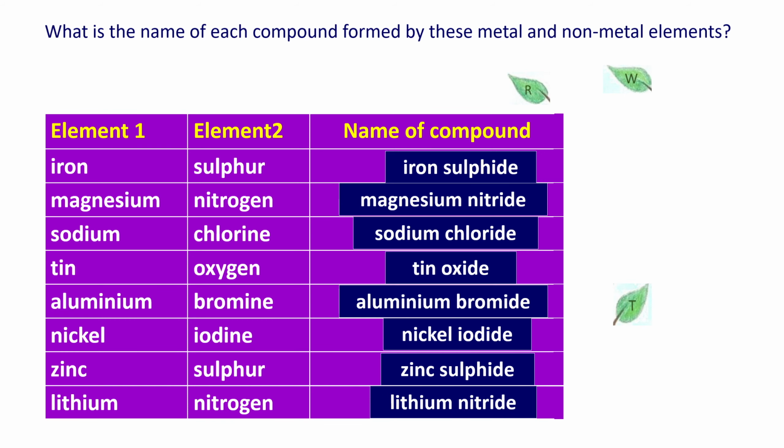If you didn't quite get the "-ide" in the correct place, so maybe you wrote magnesium nitrogenide, or maybe you wrote nickel iodide, you'd still get the marks because you understand what you're supposed to do. You're just not quite familiar with the names yet.